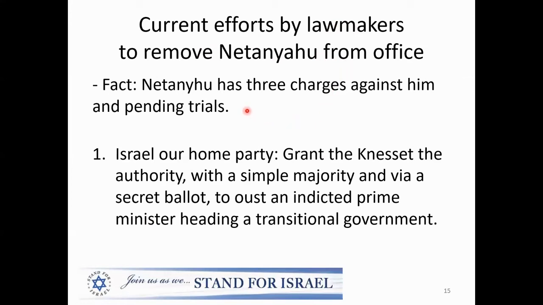Now, again, as I said, Netanyahu has 3 charges against him and pending trials. So the first law was by Israel Our Home Party, which is actually, again, considered to be a center-right party. What they're trying to pass is to grant the Knesset, the Congress, the authority, with a simple majority and via a secret ballot, so no one knows who voted what, to remove an indicted prime minister heading a transitional government. It's specifically about Netanyahu. Okay, so that's the first law that they want to try and vote for.